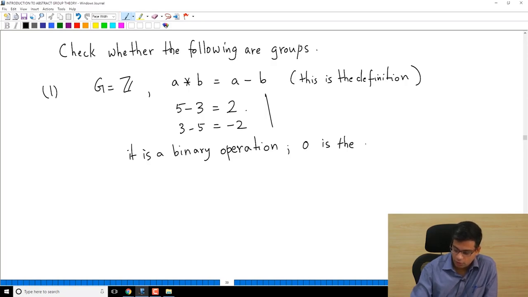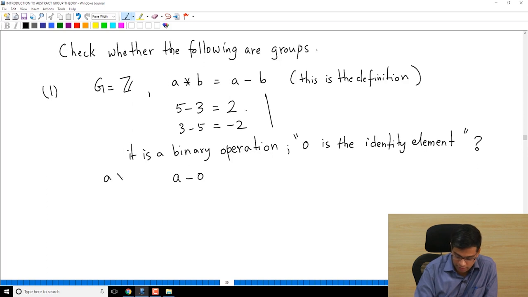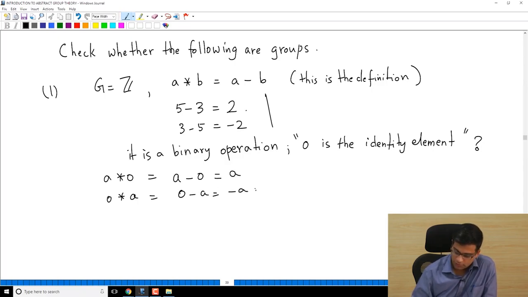If you subtract 0, you get the element back, but actually I have to be careful, right? Is this true really? Is 0 the identity element? Certainly if you do A minus 0, so A star 0 is A minus 0, which is A, that is okay. But remember that we want 0 star A to also be A, but 0 star A is 0 minus A, which is minus A. So actually 0 is not the identity element, and you can check that.